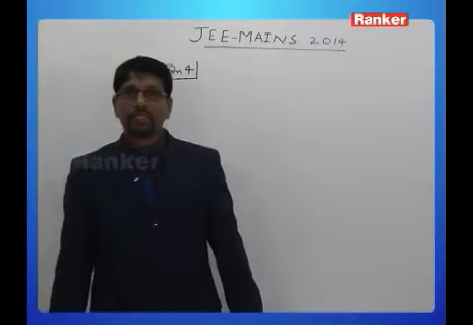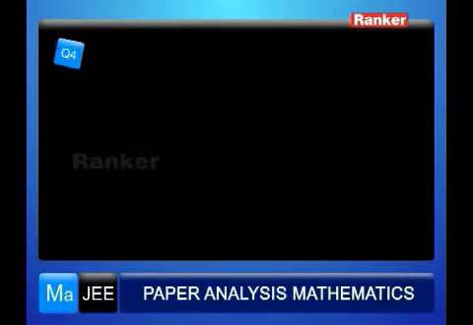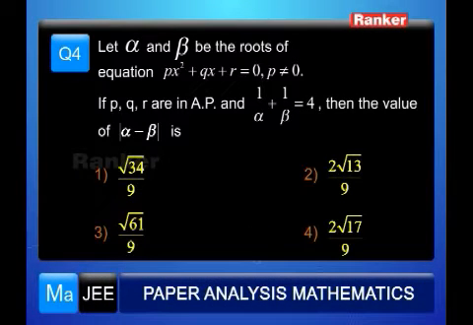So let's look at the next question, question number 4. Let alpha and beta be the roots of the equation px square plus qx plus r equal to 0, p not equal to 0. If p, q, r are in AP and 1 by alpha plus 1 by beta is equal to 4, then the value of mod of alpha minus beta is: first option root 34 by 9, second option 2 root 13 by 9, third option root 61 by 9, fourth option 2 root 17 by 9.